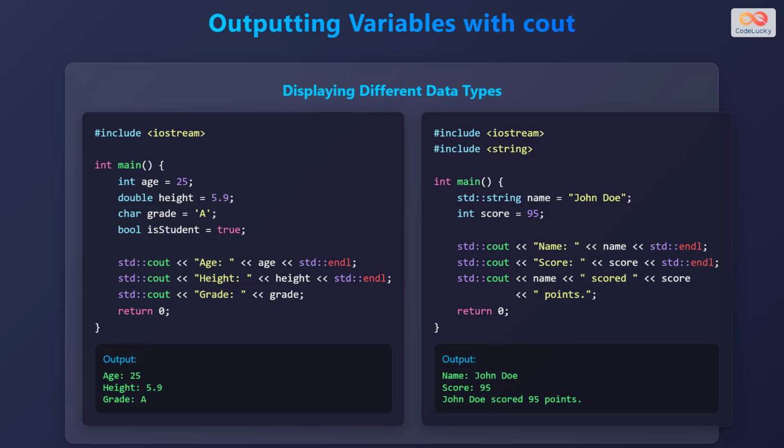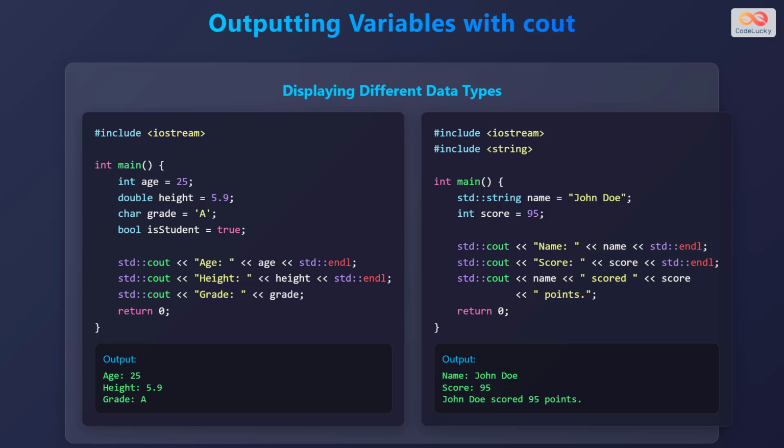For example, std::cout << "Age: " << age << std::endl. This line will output Age: 25 followed by a new line. Also std::cout << "Height: " << height << std::endl. This line will output Height: 5.9 followed by a new line. And std::cout << "Grade: " << grade. This line will output Grade: A.